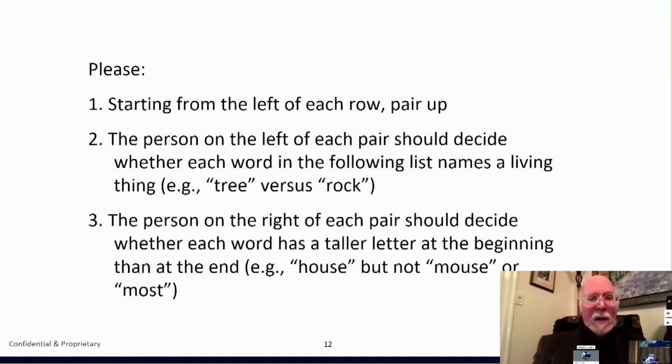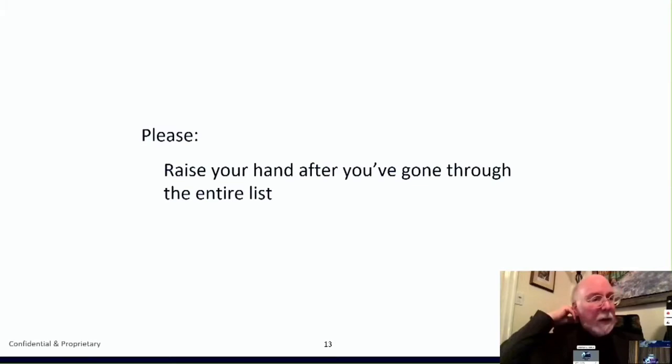The person on the right of each pair will look at the words as they're printed and decide whether each word has a taller letter at the beginning than at the end. Look at the word house. The H is taller than the E, so that would be yes. Look at the word mouse. The M and the E are the same height. The first one is not taller, so that'd be no. Or look at most. T is actually taller, so that would be no also. So the question is, is the first letter of the word taller than the last letter? Next, I ask people to raise their hand if they've gone through the entire list, so I know.